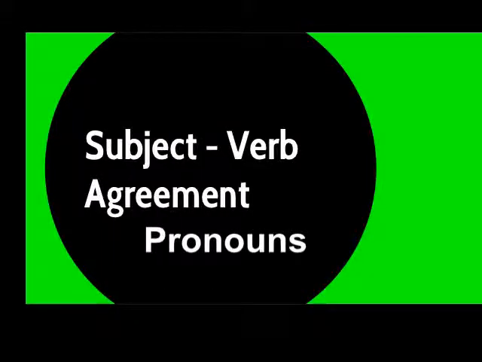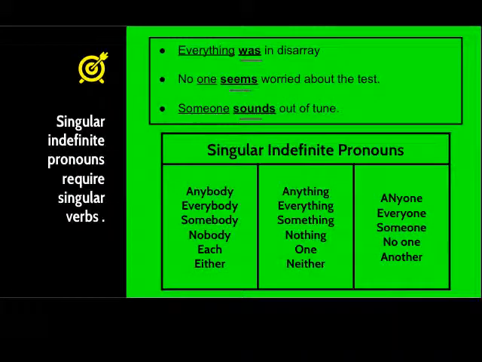Pronouns also are bound by the same rules of subject-verb agreement and pronoun agreement. In the charts on the right here, you'll see that pronouns can be divided into singular indefinites, plural indefinites, and there are some that can go both ways. This particular bottom chart identifies the singular indefinite pronouns. And they're indefinite because they don't necessarily have an obvious antecedent or noun that comes before them. But much like the verbs, if they're singular, they require a singular verb form.